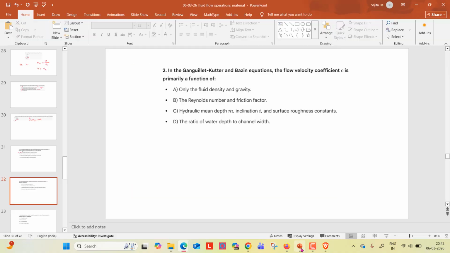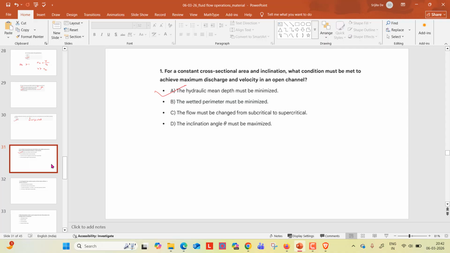In the previous question also, the weighted perimeter must be minimized. So it will come like that, the channel depth will be half of the channel width. Okay. So it is the weighted perimeter must be minimized.